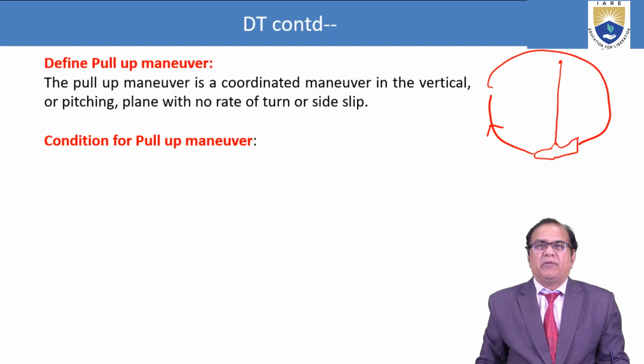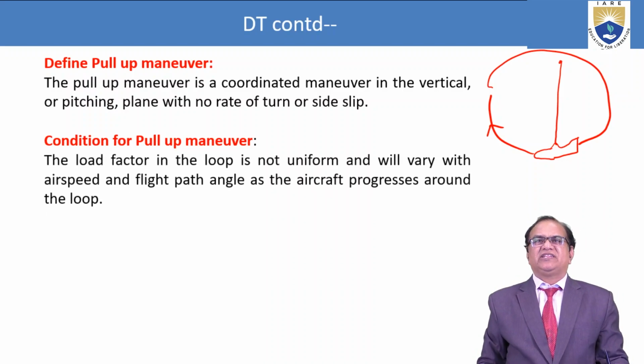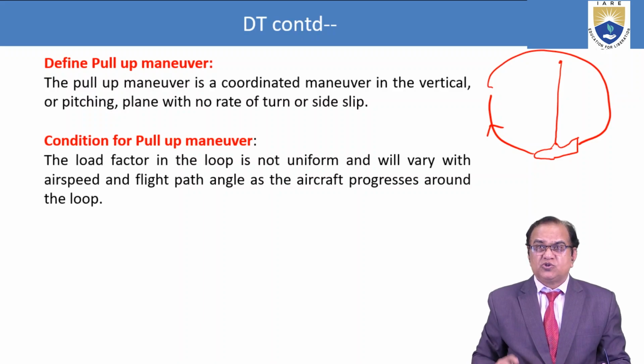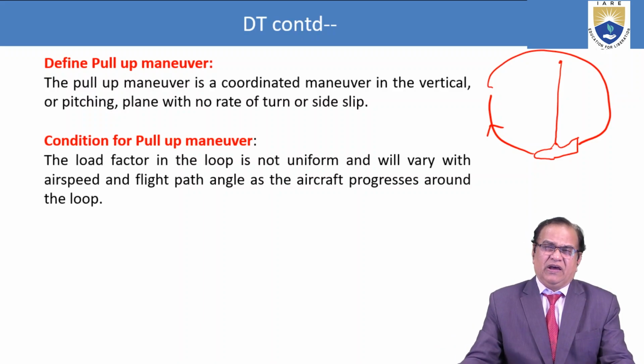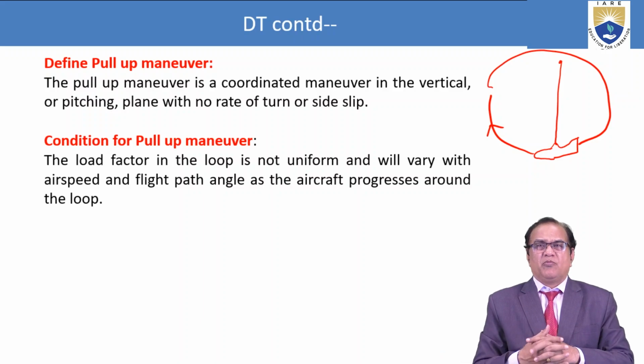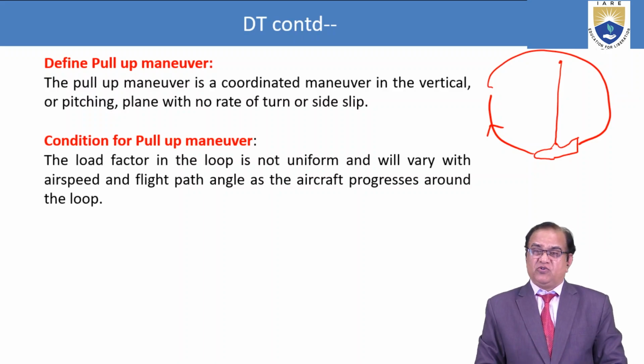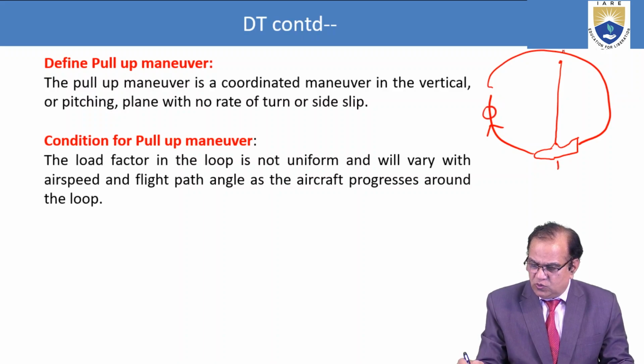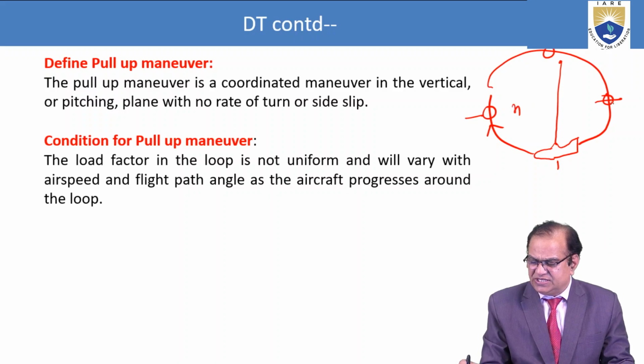Condition for pull-up maneuver: the load factor in the loop is not uniform and will vary with airspeed and flight path angle as the aircraft progresses around the loop. So in this type of condition, the load factor in the loop is not uniform. It will vary at the different points, 1, 2, 3 and 4. At every place the n will be changing.